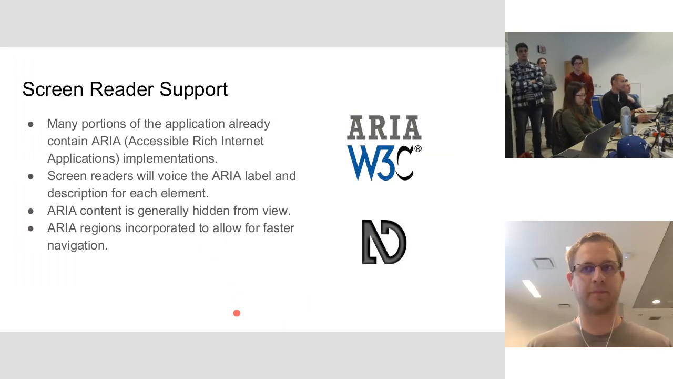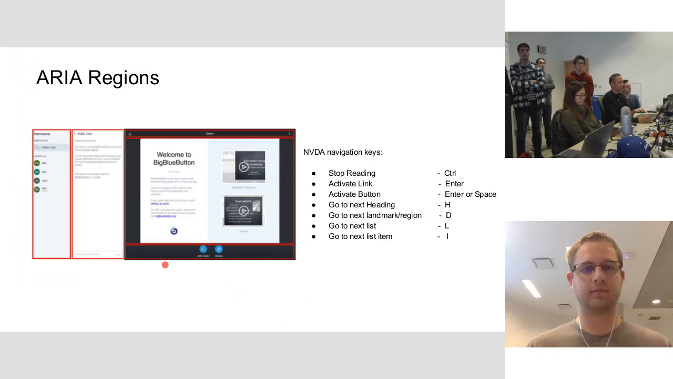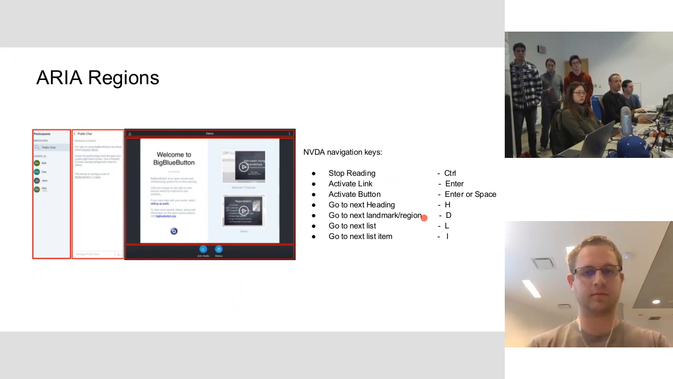We've also implemented some regions so that the screen reader can navigate through the client a little bit faster. As you can see here, all the red areas are ARIA regions that can be navigated to by just pressing the D key on the keyboard. Once you're inside a region, you can use any of the other NVDA shortcut keys, like jumping to the next button by pressing B, or finding a heading with H. Once you use these shortcut keys, the screen reader voices whatever element you land on. So overall, the screen reader can navigate without seeing.